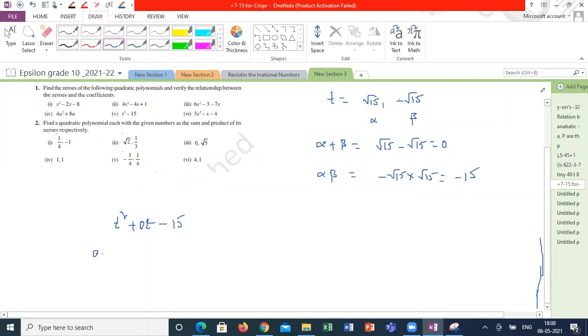In standard form, a is equal to 1, b is equal to 0, c is equal to minus 15. Sum of the zeros is minus b by a, 0 by 1, it is 0. Alpha into beta is c by a, minus 15 by 1, the answer is minus 15. So the sum is verified, the product is also verified.